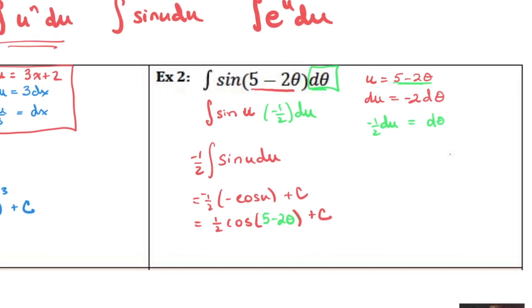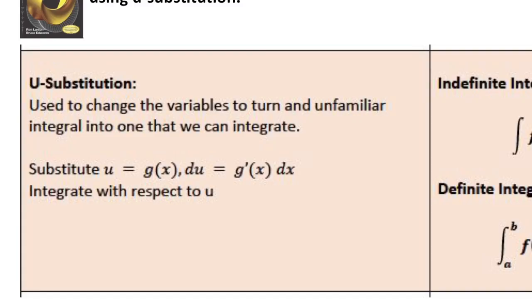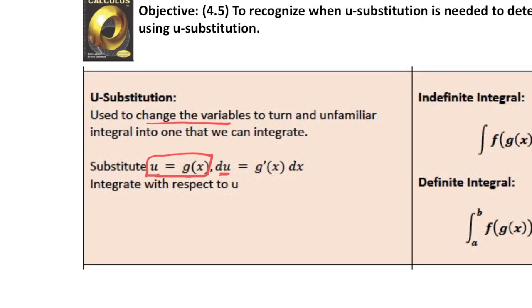So this is called u substitution. You only know a certain number of basic antiderivatives, and you want to make your new problems look just like the basic antiderivatives so that you can integrate. So u substitution is used to change the variables to turn an unfamiliar integral into one that we can integrate. We're going to let u equal some function g of x and then determine du.